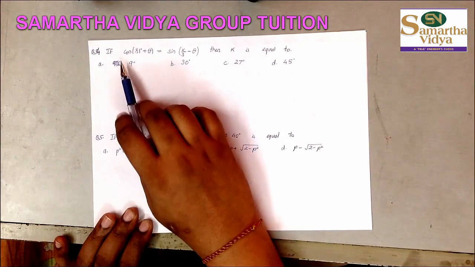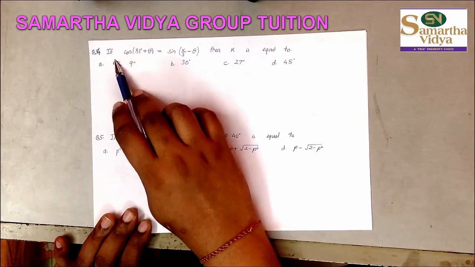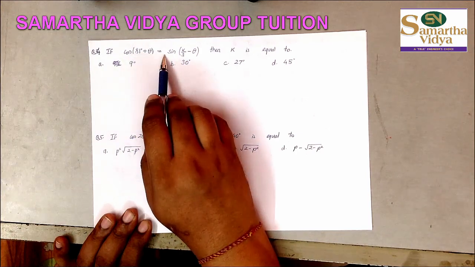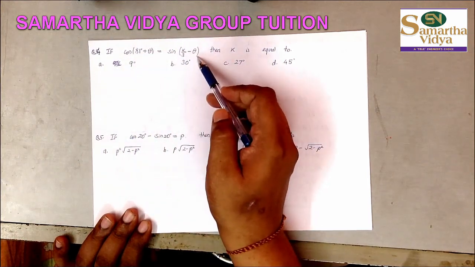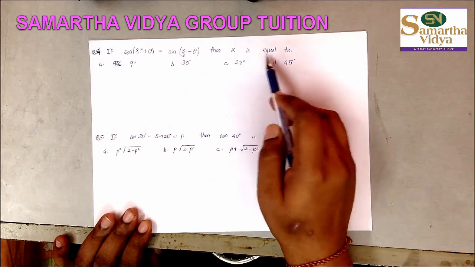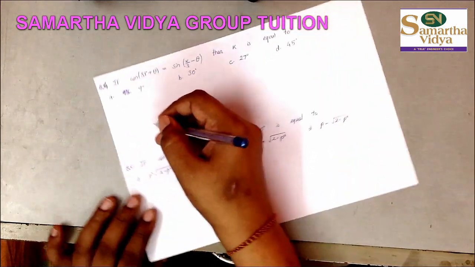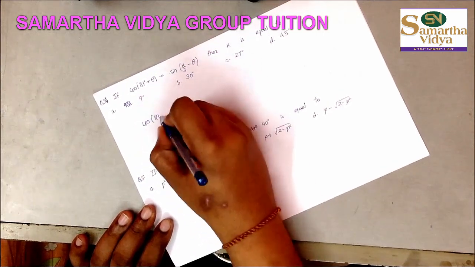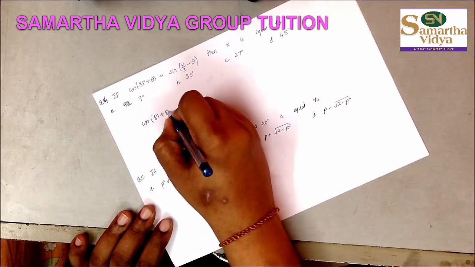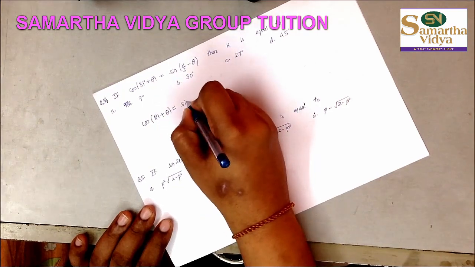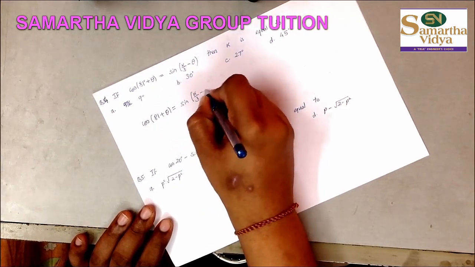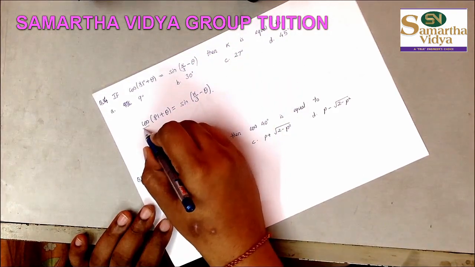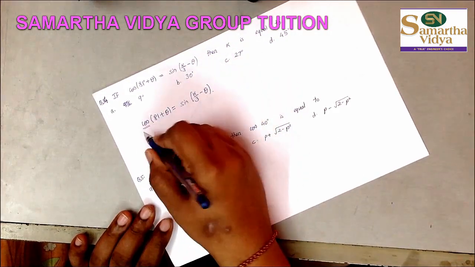Moving ahead to the fourth question. So the question is, if my cos of 81 degrees plus theta is equal to sine of k by 3 minus theta, then what is the value of k? So just taking the equation, cos of 81 plus theta is equal to sine k by 3 minus theta. So we just need to make this cos into sine or sine to cos.